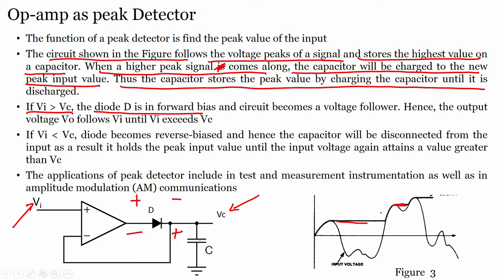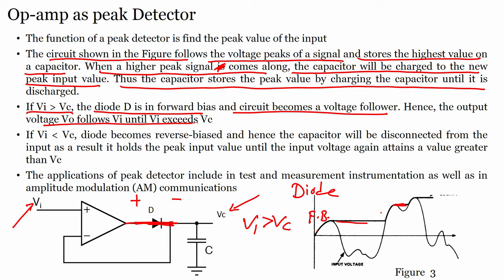Now, first let us see the first condition, Vi is greater than Vc. When Vi is greater than Vc, my diode is in forward bias. So, in forward bias the circuit becomes a voltage follower, hence the output voltage Vo follows Vi until it exceeds the Vc voltage. Now, what if Vi is less than Vc?